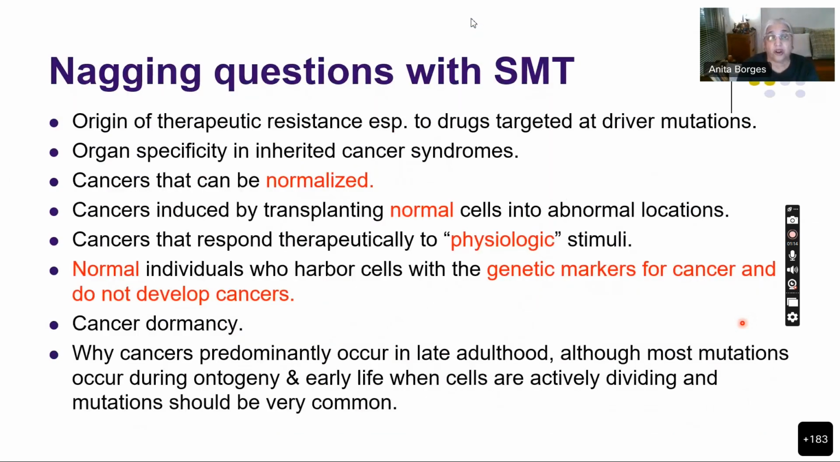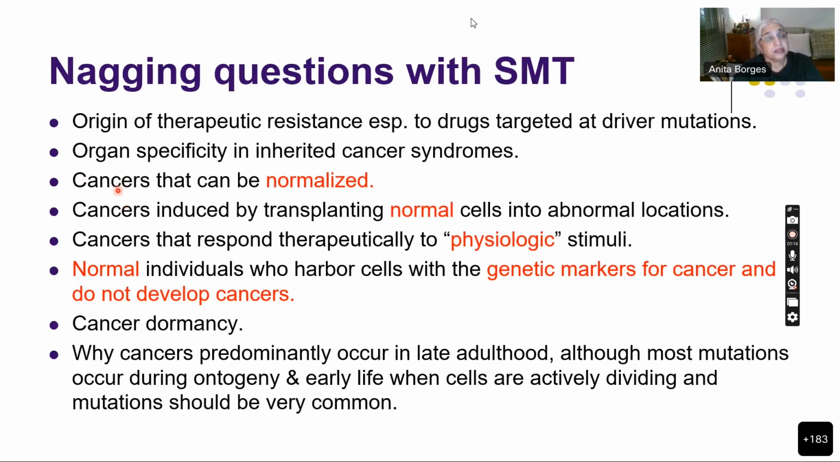But there are a lot of nagging questions with this somatic mutation theory. One of them, and we'll talk about it in a little while, is the origin of therapeutic resistance, especially to drugs targeted at driver mutations. I will tell you about it. There is organ specificity in inherited cancer syndromes, and we just discussed that a little while ago. If these genes are so important, then why is it that every cell in the body doesn't get the cancers? And we answered that question a little while ago.